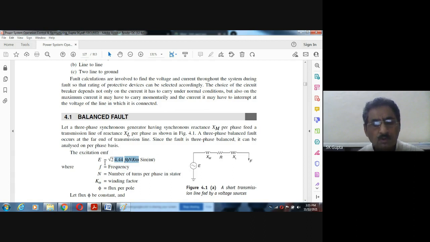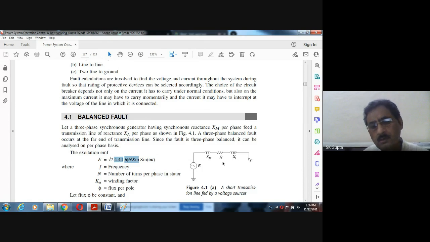RMS voltage multiplied by root 2 is the maximum value of the voltage, that is, the amplitude of the voltage, and sin omega t is the signal. So this is the instantaneous value. At every instant of time, we have E equal to root 2 times 4.44 f phi K omega sin omega t. This RMS voltage can be written as V, so E is equal to root 2 V sin omega t.